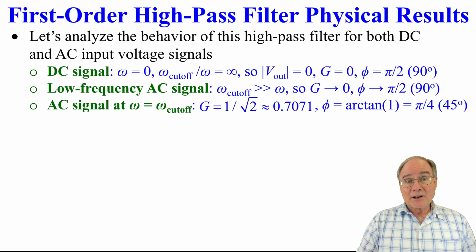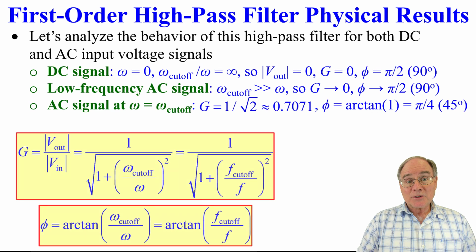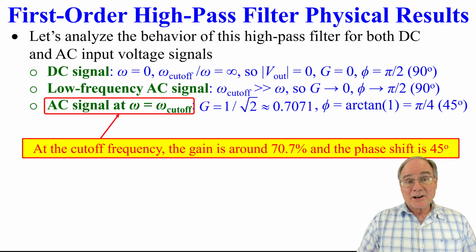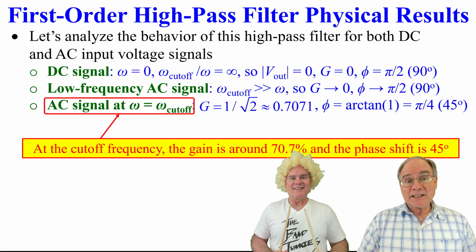When we're right at the cutoff frequency, G is 1 over square root of 2, and phi turns out to be pi over 4, or 45 degrees. At the cutoff frequency, the gain is around 70.7%, and the phase shift is 45 degrees.